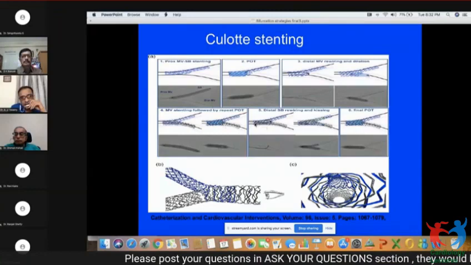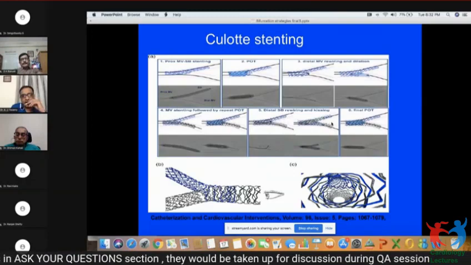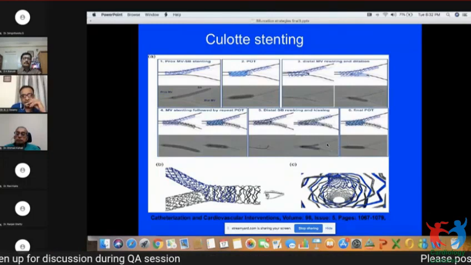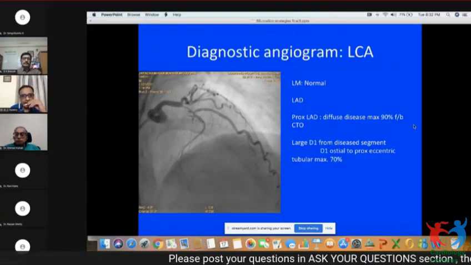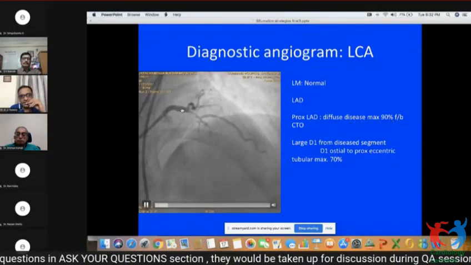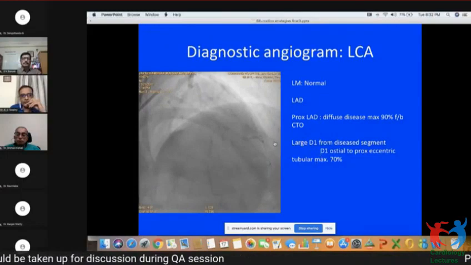Again, a distal rewiring is done through the second stent into the first stent, the distal part. A final POT is done, and then a kiss is done, and then a final POT is done. This is the kiss, and this is the final POT, and this is what it looks like. So this is an example of a patient who's got a normal left main, but a proximal LAD which is diffusely diseased, about 90% followed by a complete occlusion here. You can see some distal LAD coming off, but there is a very large diagonal coming out from this particular LAD.